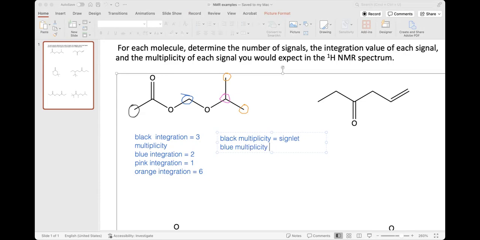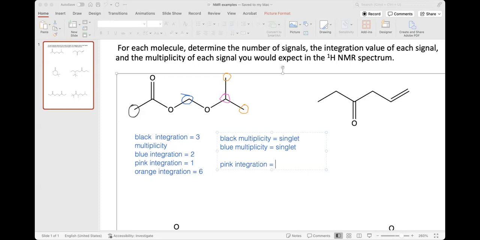What about the multiplicity for the blue signal? Singlet also. Yes, exactly right. To the left, there's the oxygen. To the right, there's the oxygen. And they don't have any hydrogens, so we'd predict that it would be a singlet. But even if there were hydrogens attached to oxygens, they typically don't contribute to the splitting or the multiplicity. So that would also be a singlet.